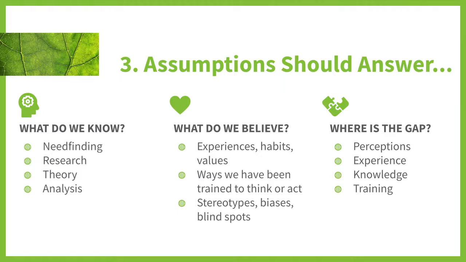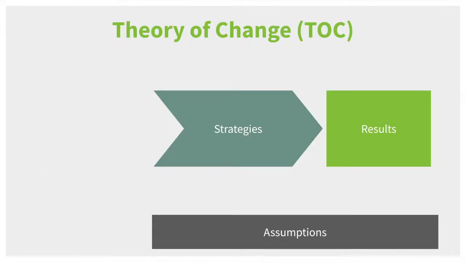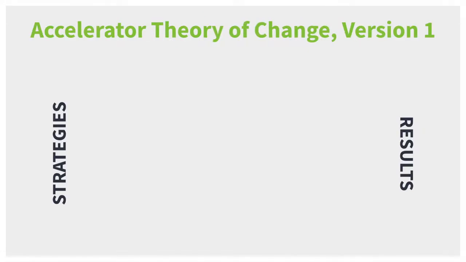Assumptions set the foundation for why you think your ideal will work, which is the theory part of your theory of change. Let's look at some examples for each of these components. To help illustrate the process of developing your theory of change, I'm going to show two examples from the accelerator. We'll just focus on the results and strategies first, and then talk about assumptions later.